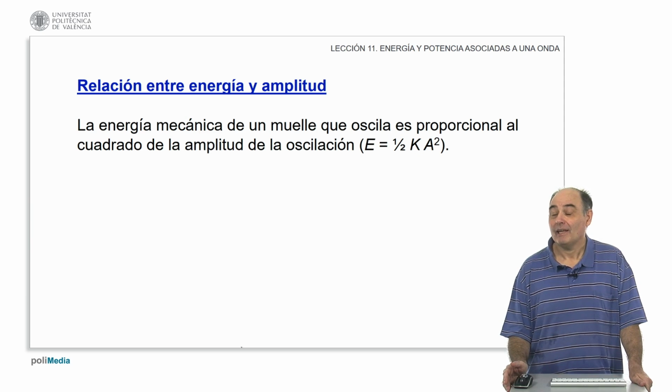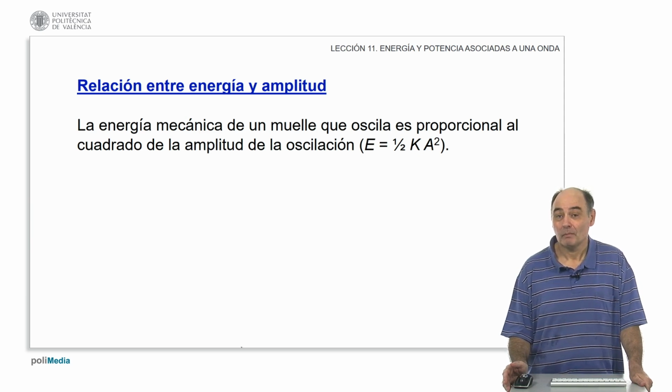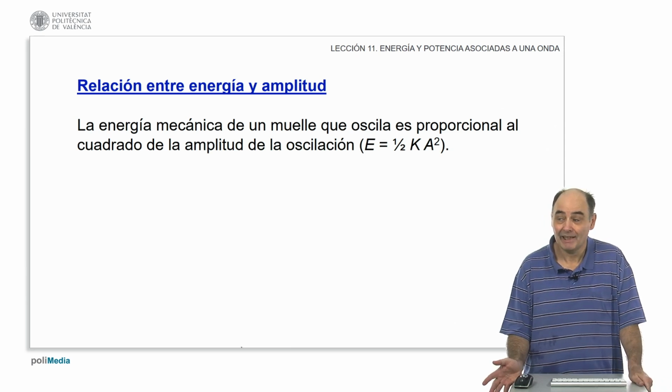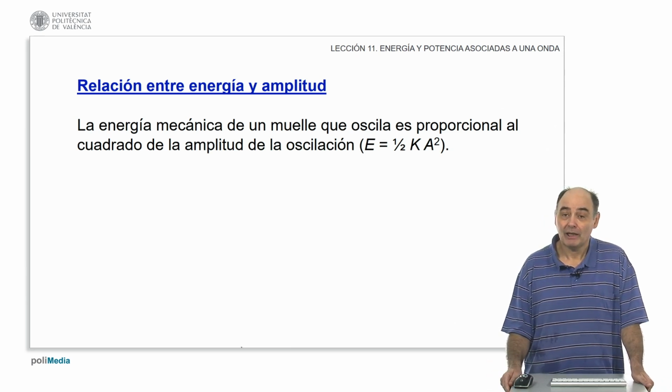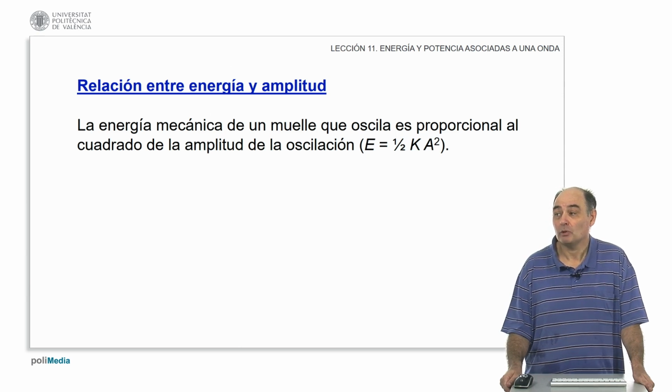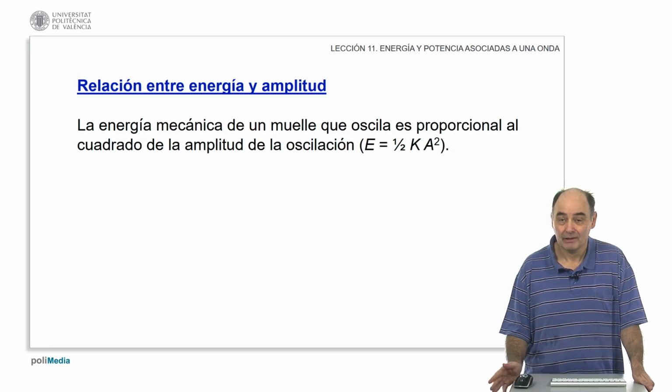And what is the relationship between energy and amplitude? Because at the end of the day, it seems logical to assume that the greater the amplitude, the more energy there is there. If we remember from when the simple harmonic motion of a system with a spring and a weight was analyzed, the mechanical energy was a half of the elastic constant of the spring times the square of the amplitude of the oscillation. That means that if the amplitude is double, the energy is quadruple, that if the amplitude is triple, the energy is 9 times greater. That is, it is not direct proportionality, but squared.